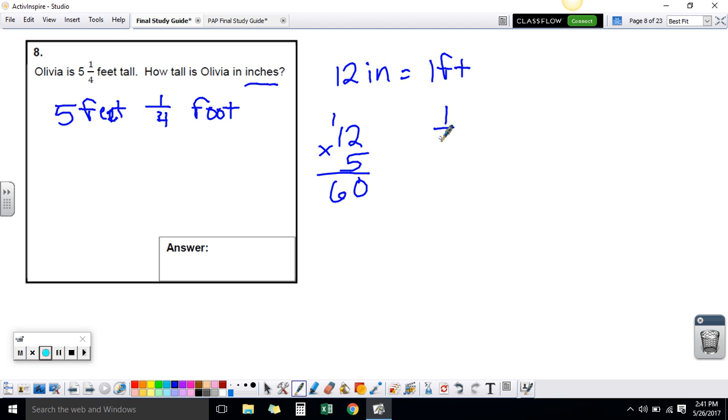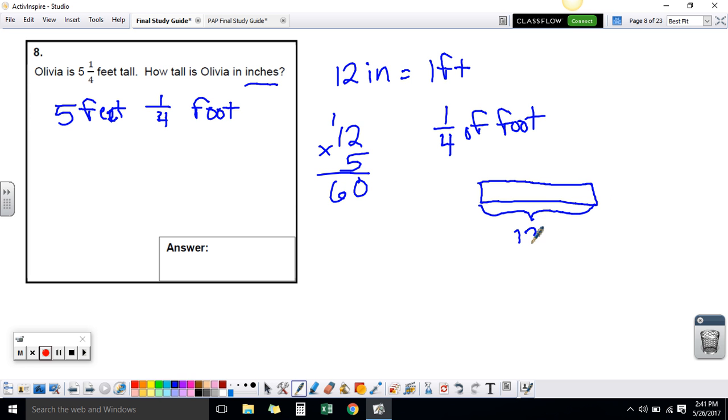But the 1/4 of a foot is what was giving some of you trouble. Okay, so 1/4 of a foot. Let me just draw you a picture here. Say I've got a foot or a ruler, and you know that that is 12 inches long. But it says 1/4 of a foot. So I'm going to take this ruler and cut it into 4 equal sections. And we've got to figure out how many inches are in each section. Well, I know I've got 12 inches total. I've got 1, 2, 3, 4 sections. So 12 divided by 4 is 3. So each section is worth 3 inches.